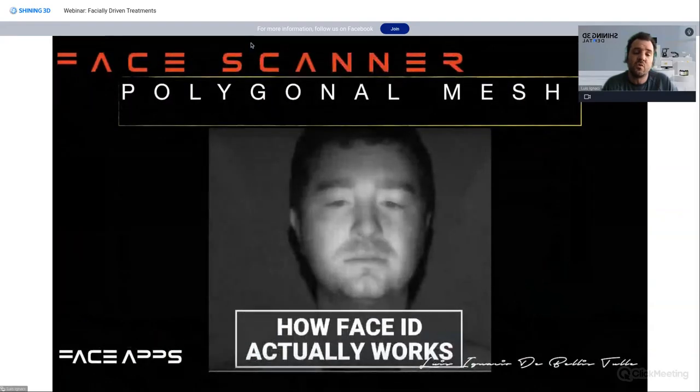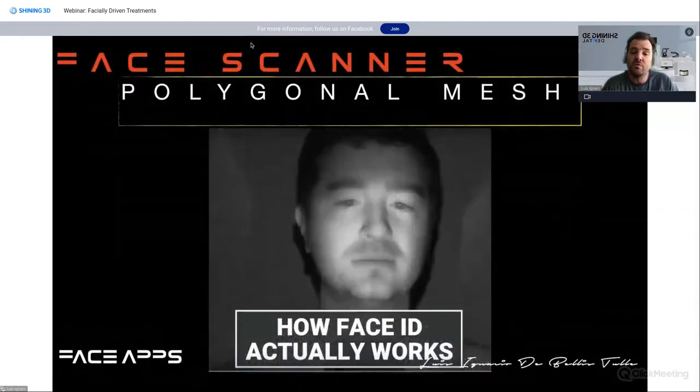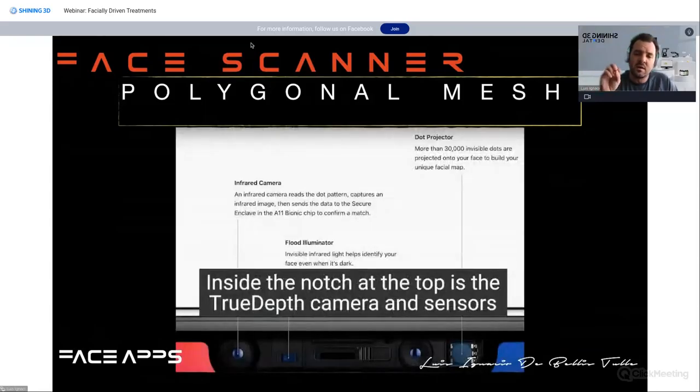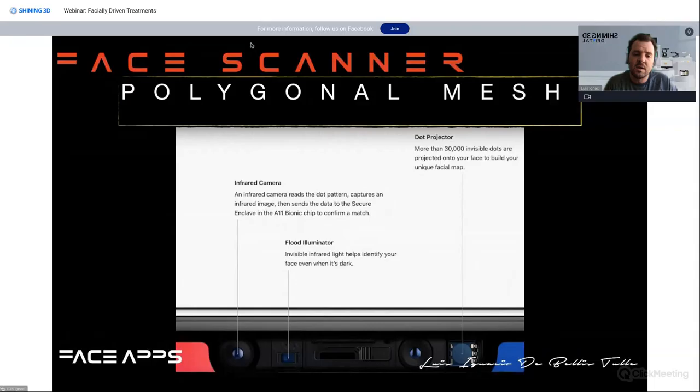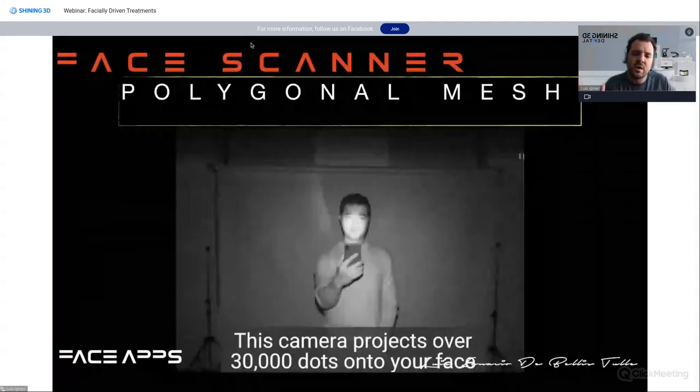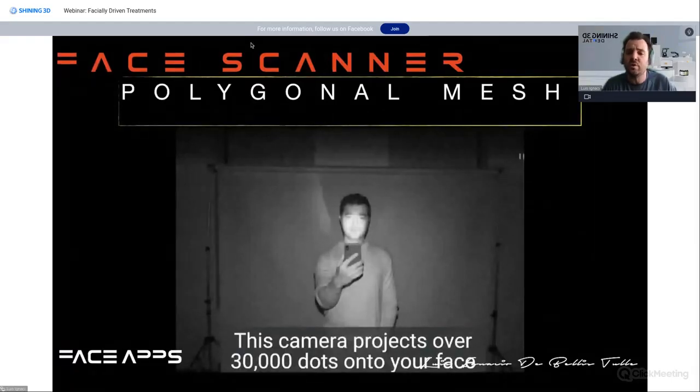And how does this work? If you have a phone that has facial recognition, it has an infrared camera and an emitting flood that is going to project all these invisible dots onto our face. And these dots work more or less in the same way that I have shown you that structured light works in a facial scanner, intraoral scanner, or table scanner. It serves more or less the same function.